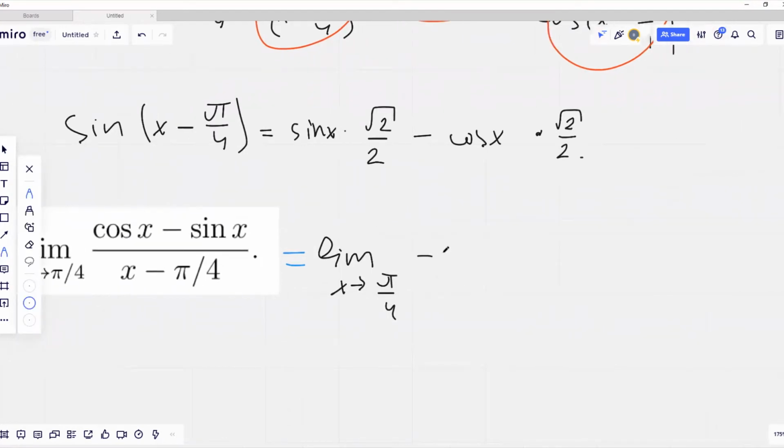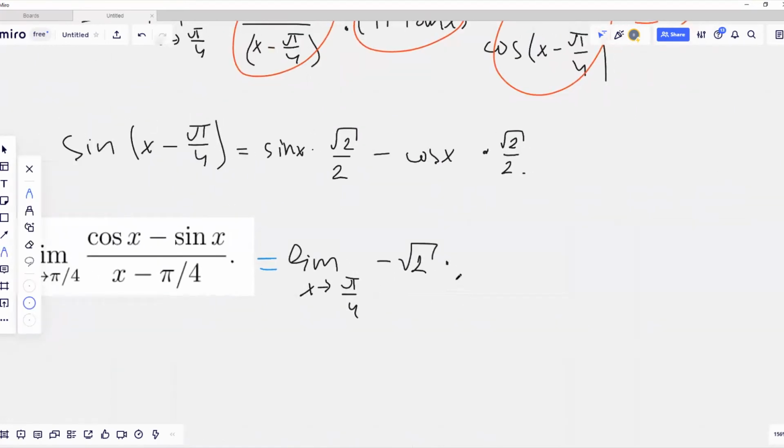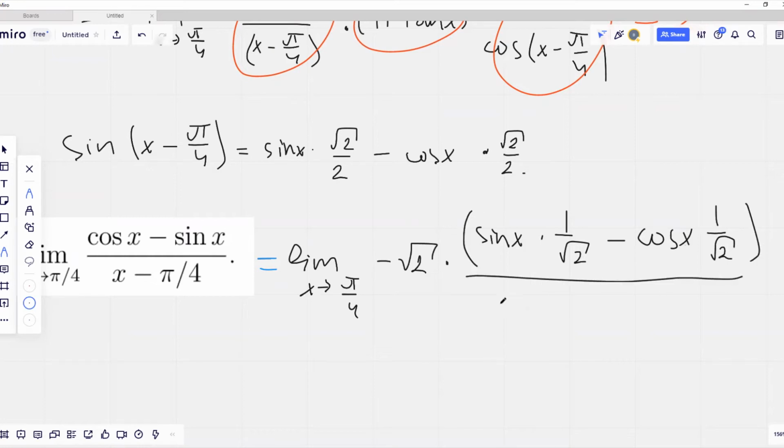Minus, if we are going to multiply by 1 over root of 2, then we need to multiply by root of 2. So basically, you'll see it. You will see where I'm going, guys, in a second. So we'll have sine of x multiplied by 1 over root of 2 minus cosine of x times 1 over root of 2, divided by x minus pi over 4.